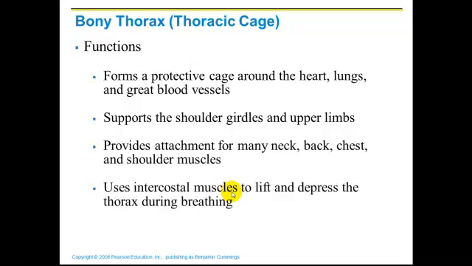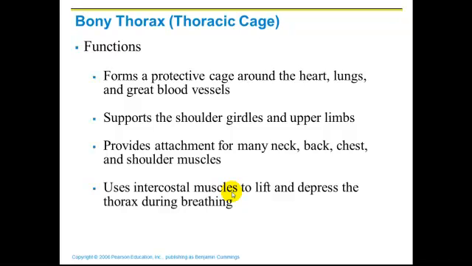Now, the bony thorax is quite important. The thoracic cage is quite important. It provides protection, creates a protective cage around the heart, the lungs, and the greater blood vessels. It's also going to provide a support point for the shoulders. When we look at the upper limb, the shoulders, arm, forearm, hand, they will actually have some interaction, and the only bone-to-bone interaction is going to be with that thoracic cage.